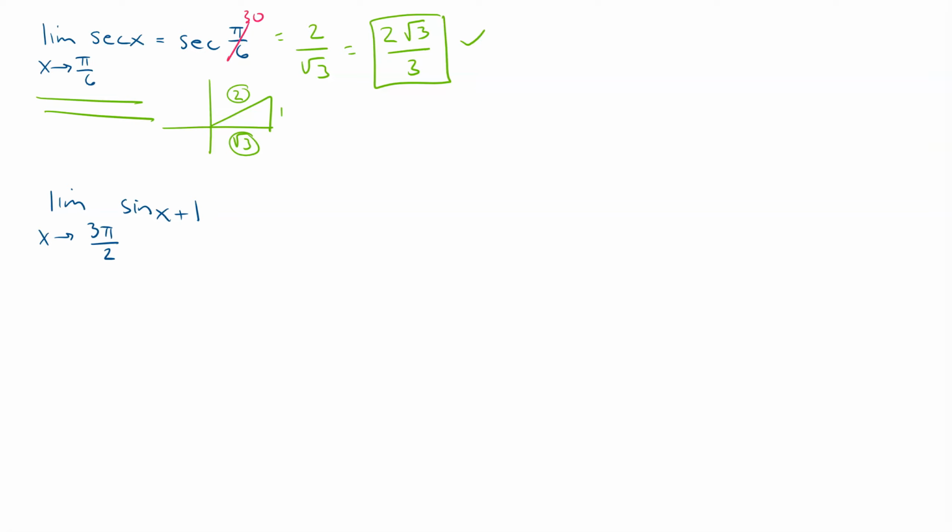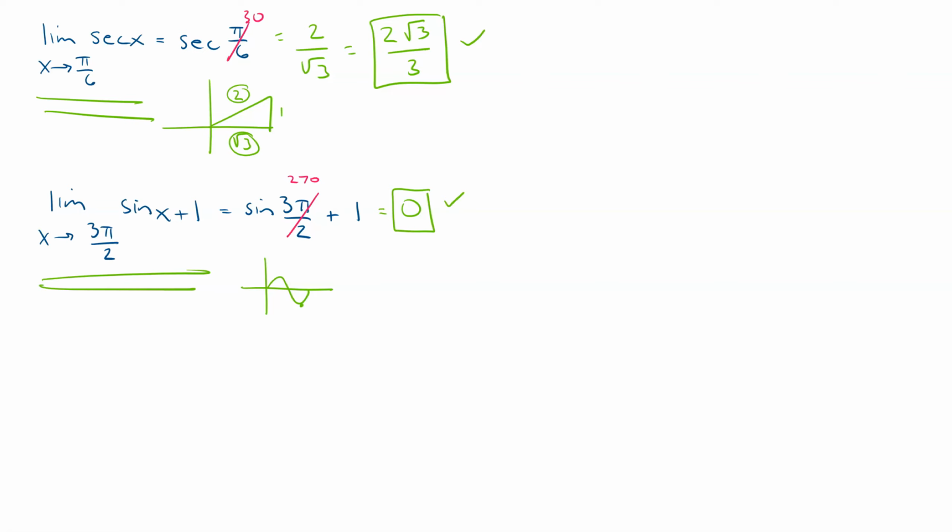Alright, I'm going to substitute 3 pi over 2 for x. 3 pi over 2 is the same as 270. Looking at a curve, sine 270 is negative 1. Negative 1 plus 1 is 0. 0 is the answer to this limit. So finding the limit of a trig function can be just as straightforward as finding the limit of any other function. But also, just like the other functions, finding the limit of a trig function can get more complicated.